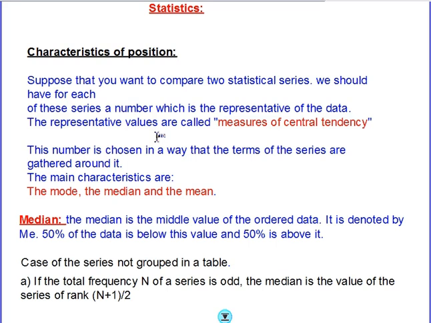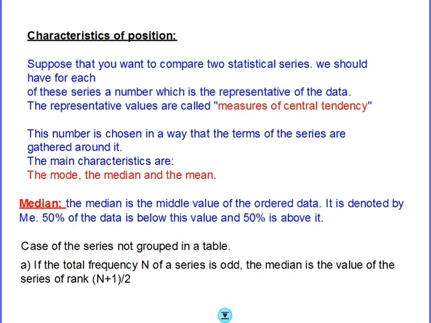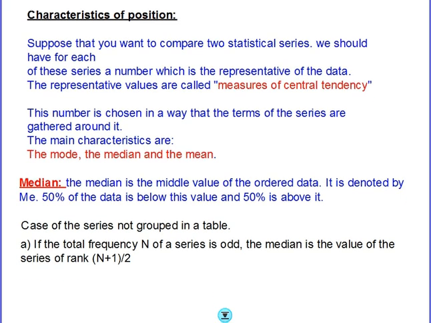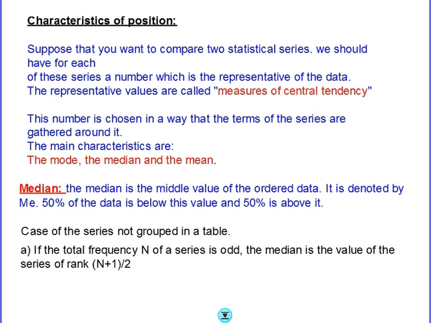So we're still in the characteristics of position. We talked about the mode. Now we'll talk about the median. What do we mean by median? The median is the middle value of the ordered data. So you order your data from least to greatest, and then you find the middle value.